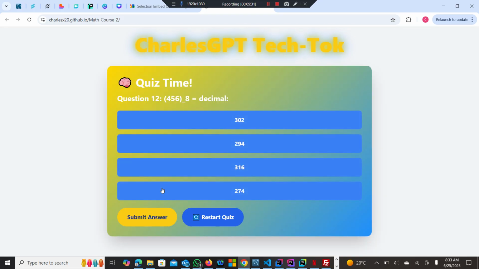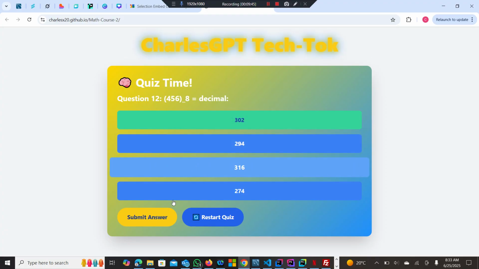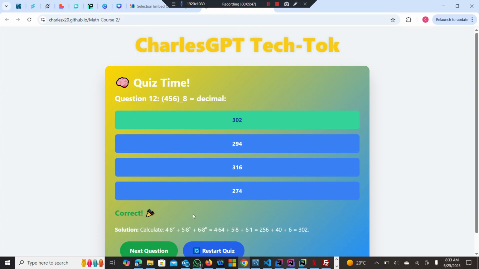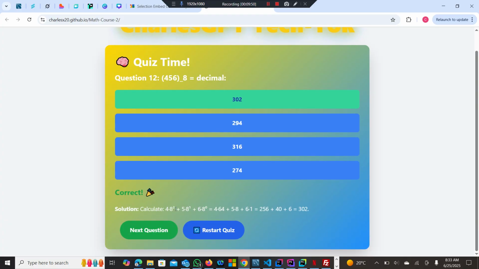So the next question, 458. This underscore means base 8, but I don't know. I'm going to put the 8 to be base 8, like on the year. So I just did underscore 8. So the answer for this would be 302. Submit. So it gives you the solution, how it's solved. And note, this dot is for multiplication, times.